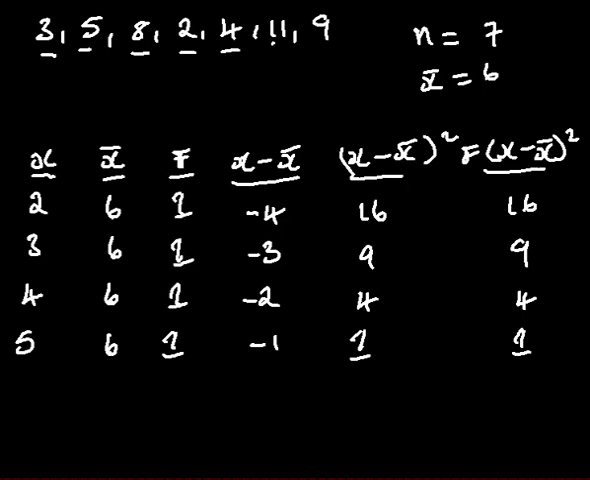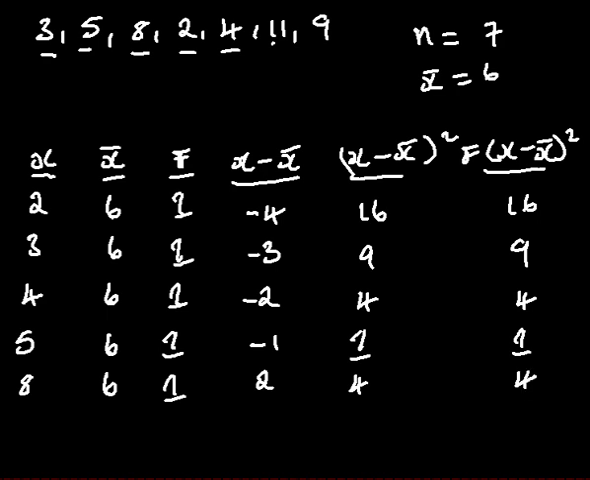And we have another value, which is given as 8. And the mean is 6, and the frequency is 1. It should be 8 minus 6, that is given as 2. And 2 to the power 2 is given as 4. And 4 times 1 is 4.